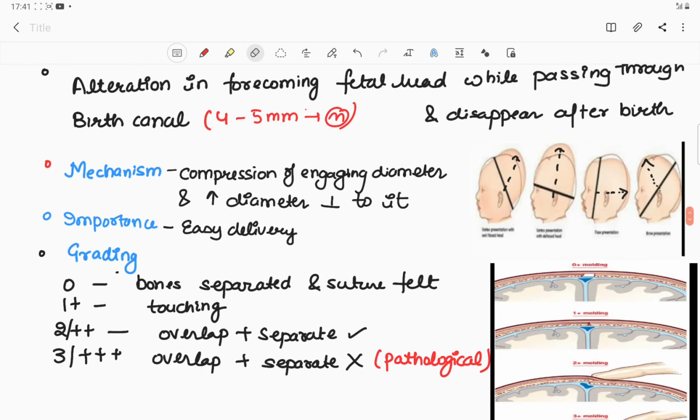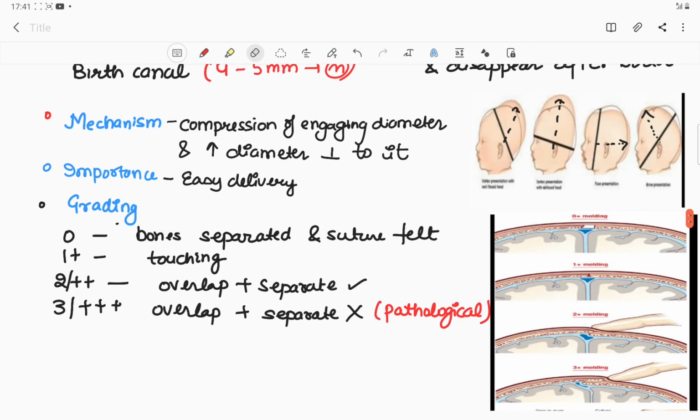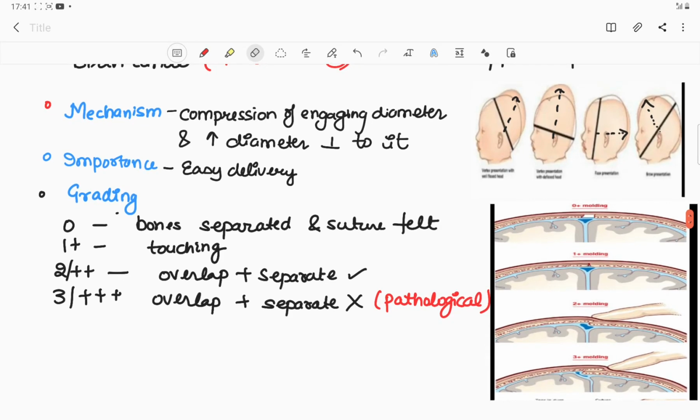And let's discuss the grading of molding. As you can see on the right side of the picture, grade 0 is bones are separated and suture can be felt, and grade 1 is bones just touch each other. Grade 2 is bones are overlapping, but if you touch the molding, it will lead to separation of the bones. And grade 3 molding is bones overlap but separation is not possible, and it is pathological.